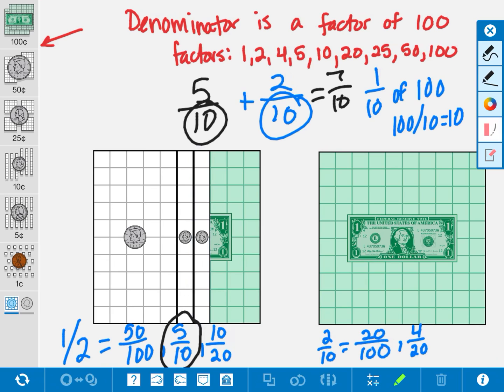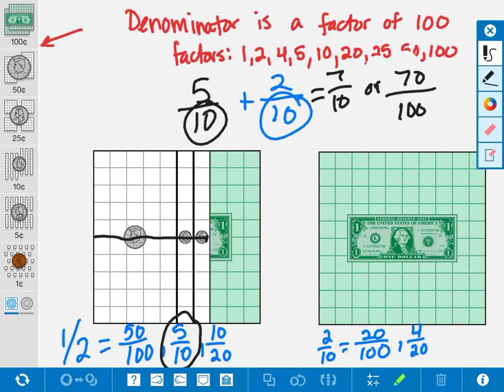Or 70 cents out of 100. Or if you want to get fancy and go to nickels, you could break that apart. We don't need to get into that though. But these are some of your options for answers.